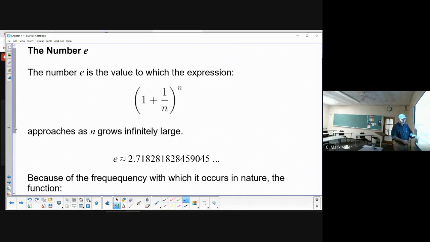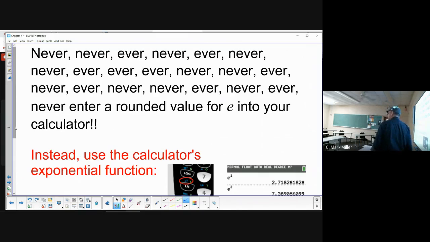E is approximately 2.72. So you know around where that number falls. The second thing to remember is this slide. Never, ever plug 2.72 into your calculator and then proceed to use it. The reason why is we have a key. This is where we ended last time.